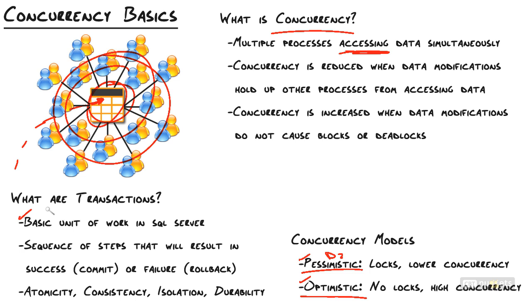It is a transaction. And we'll get into the differences between explicit and implicit transactions in a future nugget. But for now, just know that everything in SQL Server is a transaction. A transaction is simply a sequence of steps that will result in either success or failure. In SQL terms, that means commit or roll back. It's either going to get saved or it's going to get canceled.